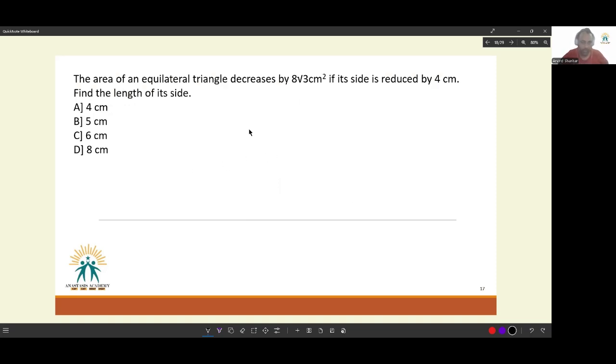Okay. Next. Area of an equilateral triangle decreases by 8 root 3 centimeters square if the side is reduced by 4 centimeters. Find the length of the side. Okay. Area of an equilateral triangle is given by root 3 by 4 a square minus root 3 by 4 (a minus 4) square. This is told to us as 8 root 3. It's wonderful. I can get rid of root 3 straight away. Then this 4 goes here. I'll have a square minus (a minus 2) whole square.